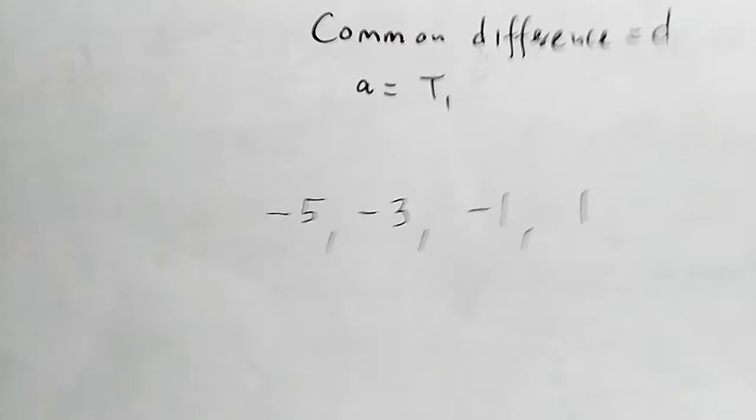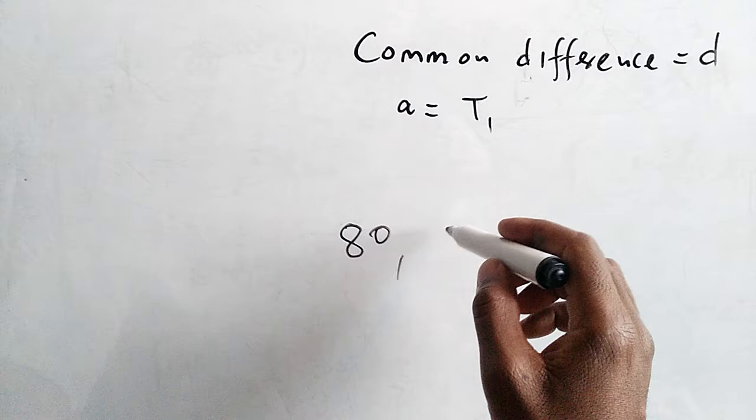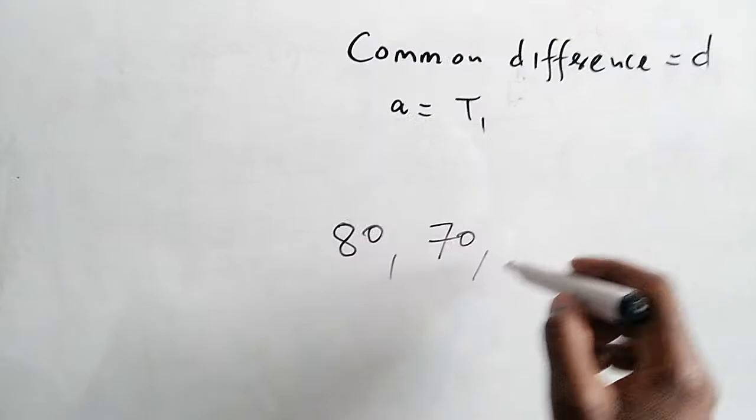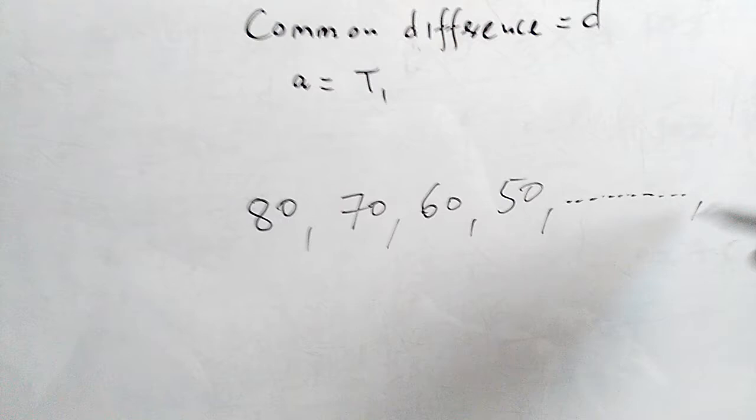I want this. Let's start from the biggest numbers. These are small numbers. Maybe we have 80, we have 70, we have 60, we have 50. This is what I wanted now.